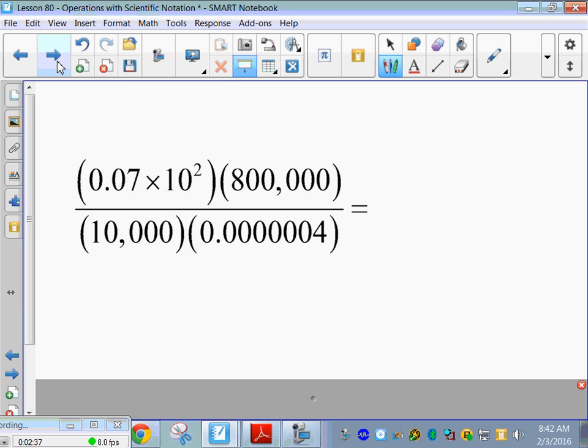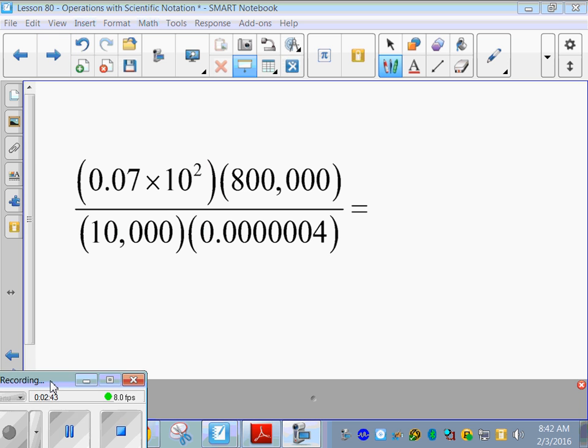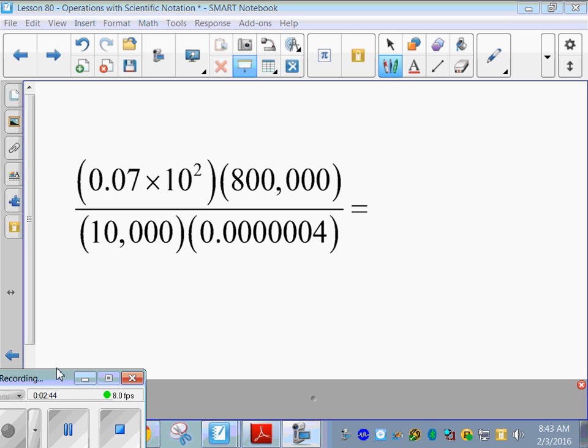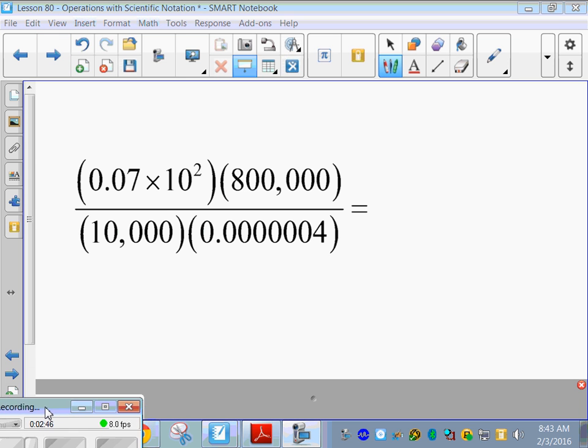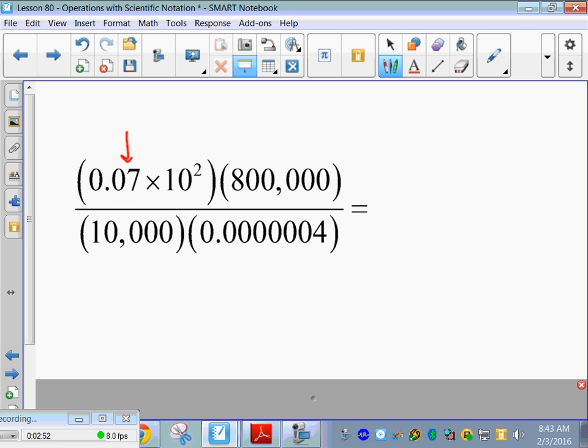All right. Let's write this one down. Go ahead, Riley. Start writing. Go, go, go. So we're going to put each piece in scientific notation. We're going to rewrite all 4 of these, right? So for 0.07, Julia, how would I write that in scientific notation? Just 0.07.